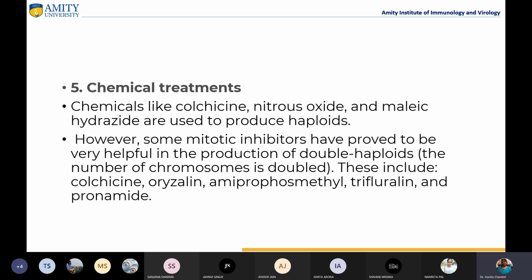Then there are certain chemicals by which we can treat the plant, such as nitrous oxide or maleic hydrazide. These are being used to produce haploid plants. And some mitotic inhibitors have also proved to be very helpful in the production of double haploids. So these include, again, trifluralin, pronamide and colchicine. Colchicine is a very common chemical which is being used in this process.